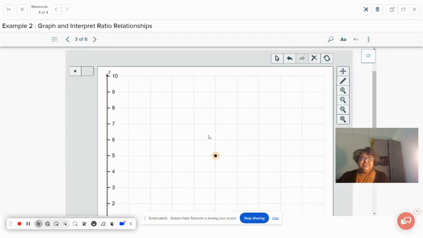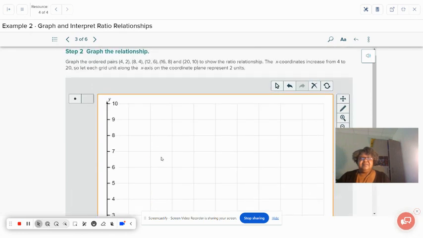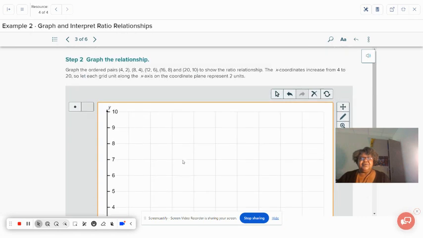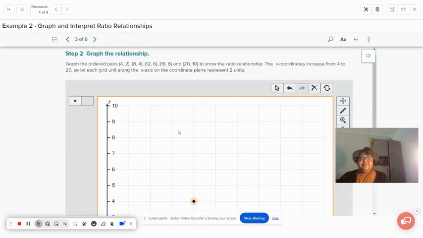So our first one is 4, 2. So I start at 0, I go over to 4, and then up to 2. And so each one of these, I should be able to go over 4, 2. So there should be 8, 4. Yep. So I can go from this point, go over to 8, and up to 4.